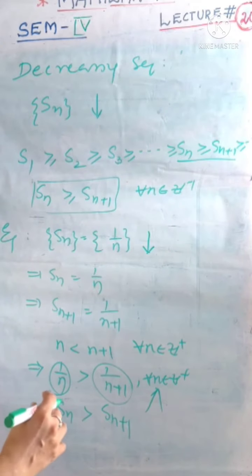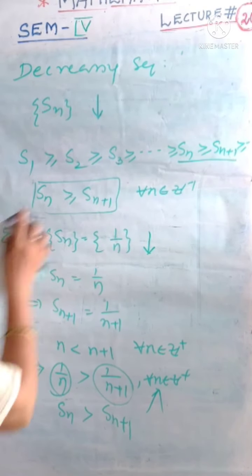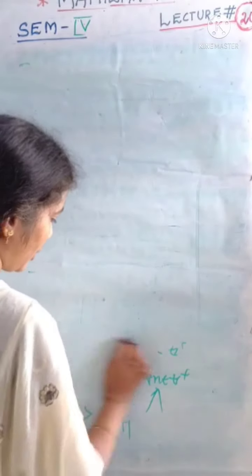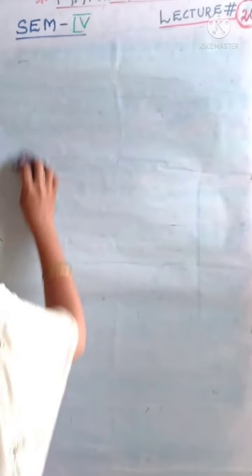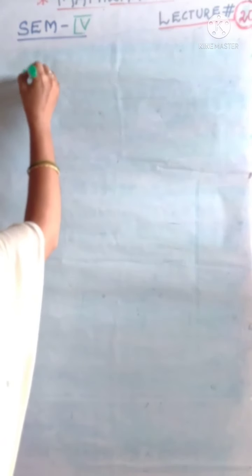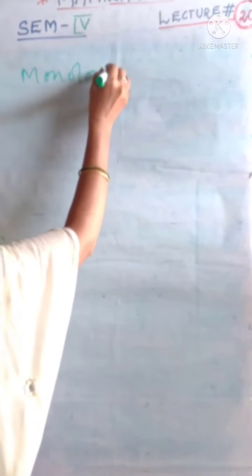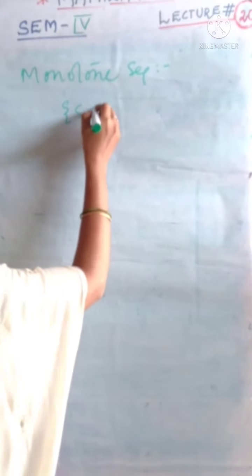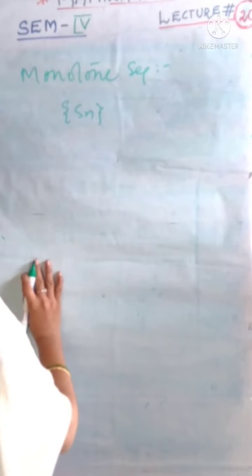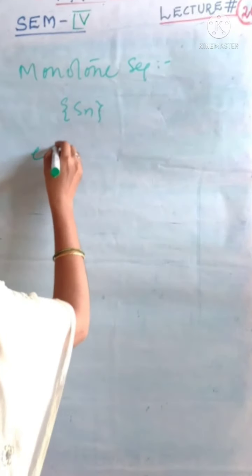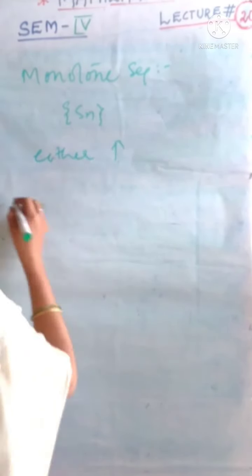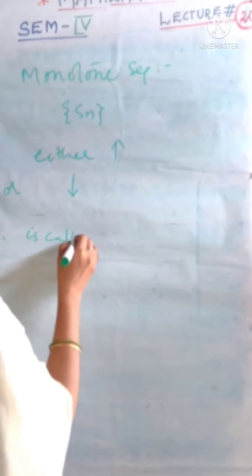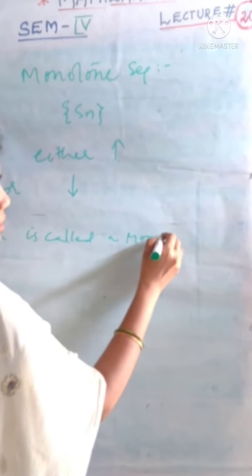Okay. Now coming to the third definition. What is the third definition? It is nothing but the monotone sequence. Which sequence are we going to call a monotone sequence? A sequence that is either increasing or decreasing is called a monotone sequence.